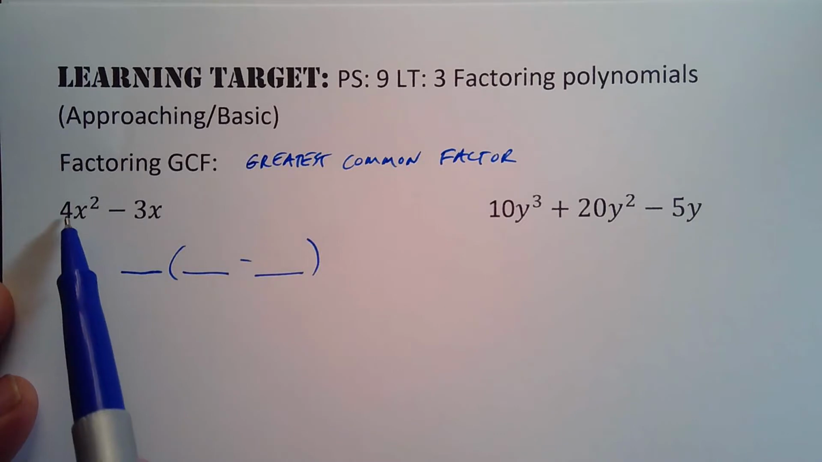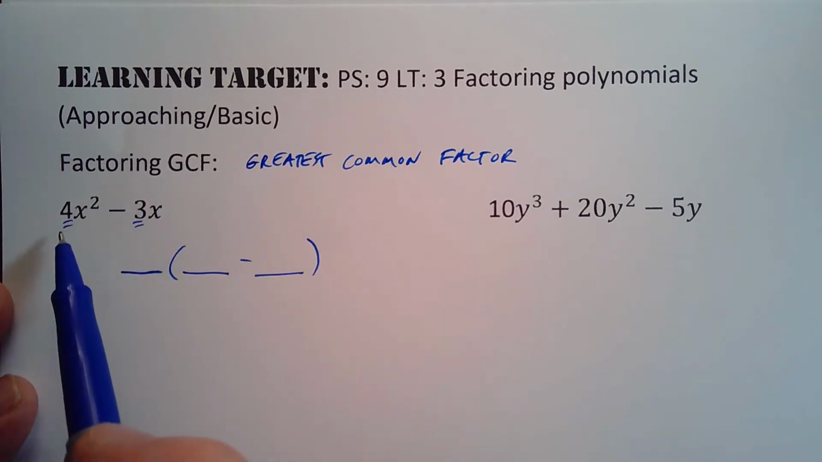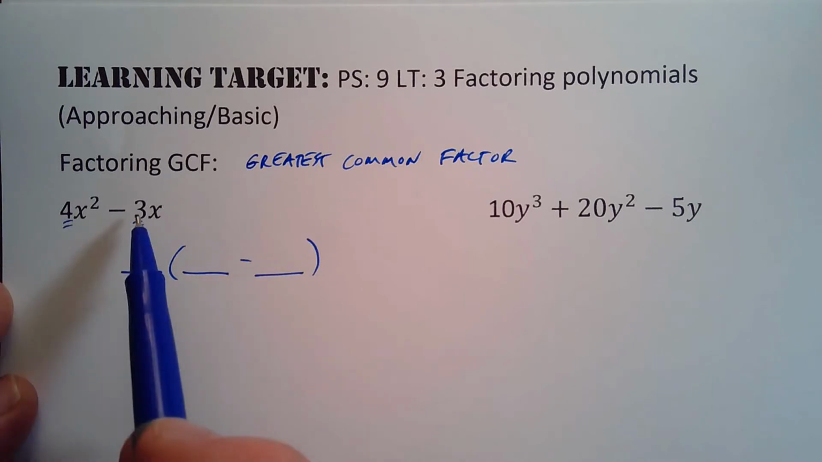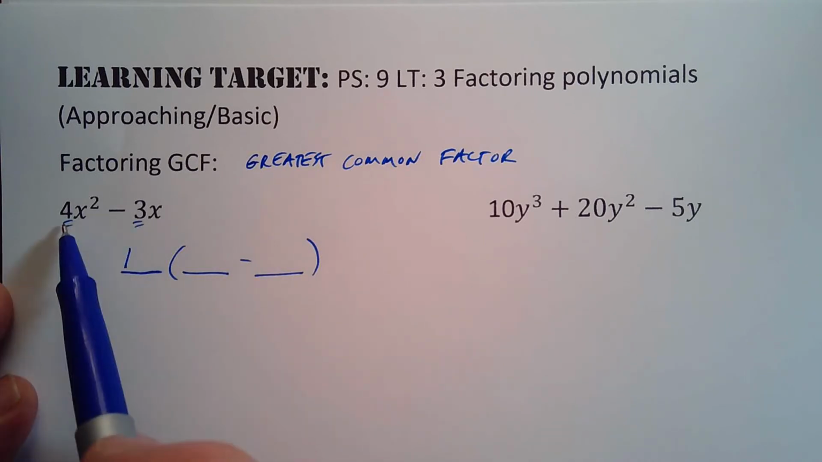So I'm going to look at the coefficients first. That's the 4 and the 3. And the only thing that's common between 4 and 3 is 1. 1 is a common factor to any two numbers. In this case, there's nothing else bigger than a 1, so that's what we'll use.